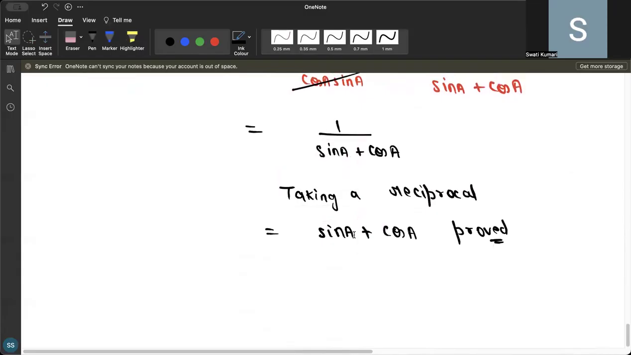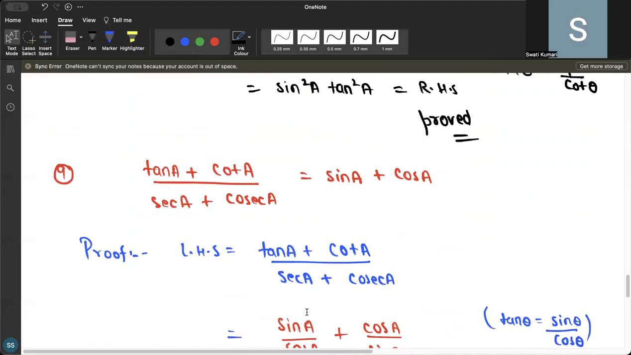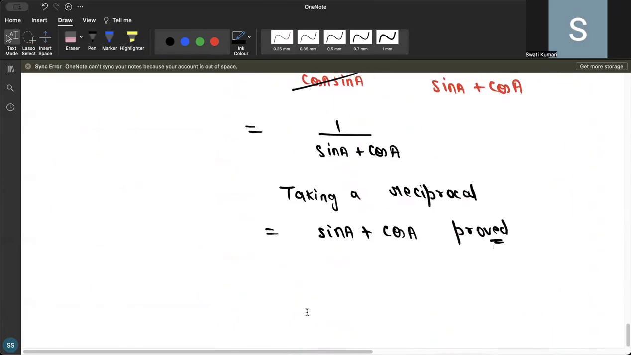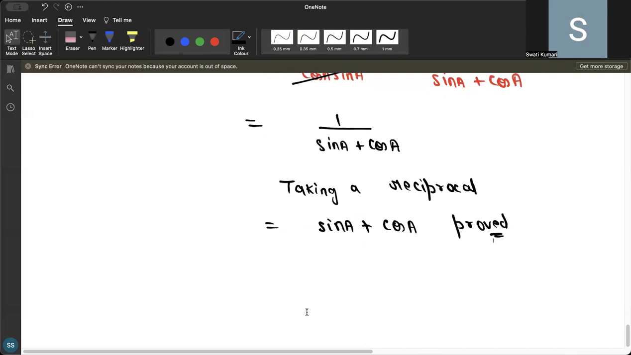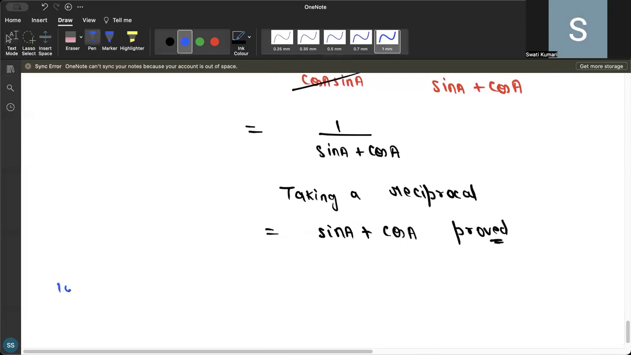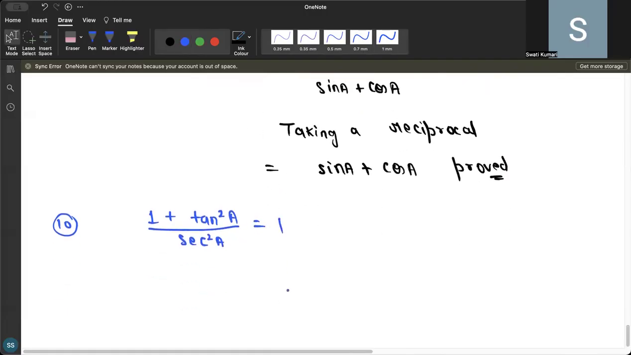Anyway, this was the 9th question. The last question that we are going to do is question number 10, which is we have to prove 1 plus tan square A upon sec square A equals 1. A very simple question here.